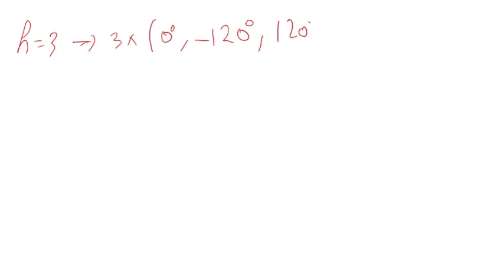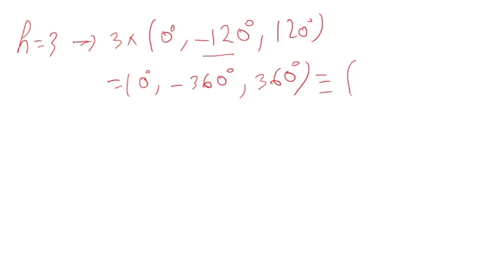So if I have harmonic order of 3, I'll do the same thing. 3 times 0 degrees, minus 120 degrees, 120 degrees, which is equal to 3 times 0 is just 0. 3 times negative 120 is minus 360. 3 times 120 is 360 degrees, which is really equivalent to 0 sequence, because 0 and 360 are at the same position. This is 0 sequence.